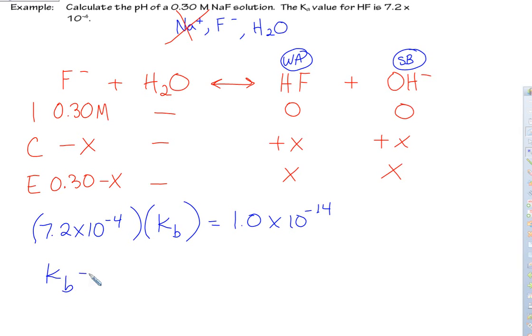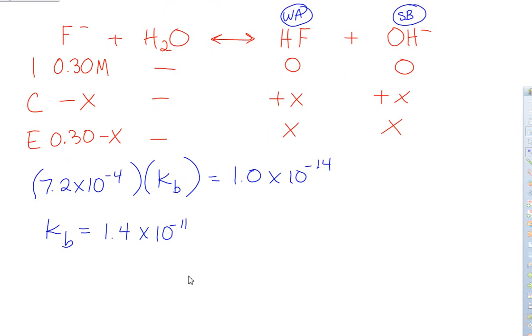We got Kb. Kb is approximately, I don't know, about 1.4 times 10 to the negative 11th. Excellent. Now we can set up the Kb expression. Products over reactants, not including the water. So again, most of us are probably just going x squared on the top. And then on the bottom, we'll have the 0.3 minus x. That K value is crazy small, so we're going to use the 5% rule to cross multiply. So I got 1.4 times 10 to the negative 11th times 0.3.